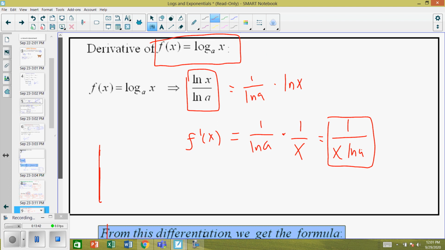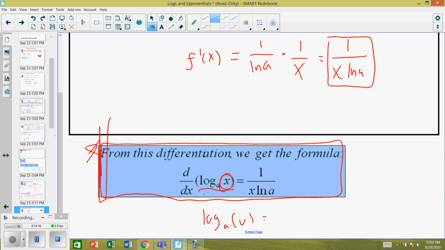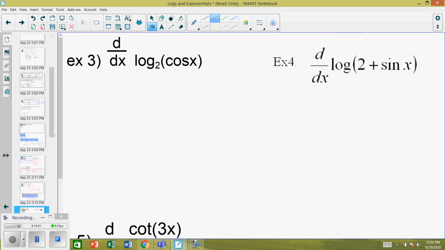This next box here is the next important derivative. So we know now that the derivative of log base anything of x is equal to 1 over x times ln of a. And again, if this is anything other than x, we would just multiply by the derivative of that. So like if this was log base a of u, meaning some quantity, we could say this is 1 over u ln of a times the derivative of u. Okay. Let's look at a couple examples.